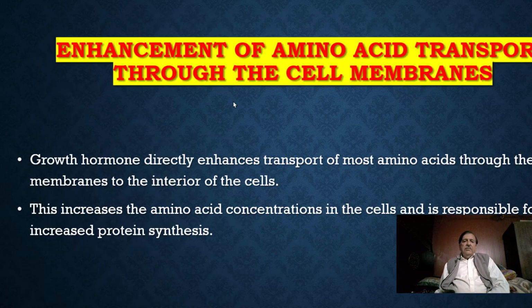Enhancement of amino acid transport through the cell membrane. Growth hormone directly enhances transport of most amino acids through the cell membrane to the interior of the cell. This increases the amino acid concentration in the cell and is responsible for the increased protein synthesis.